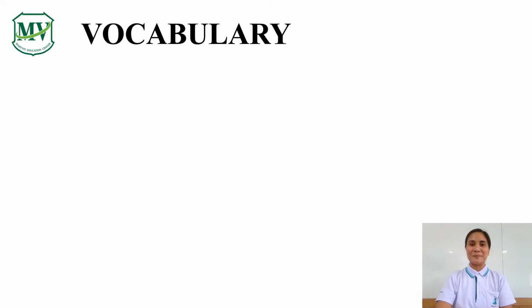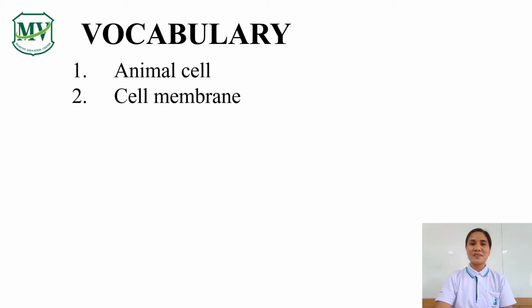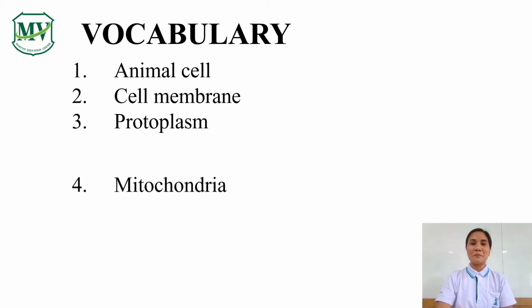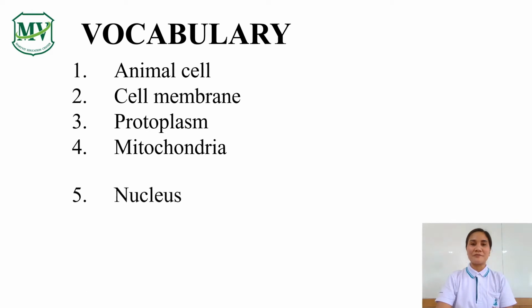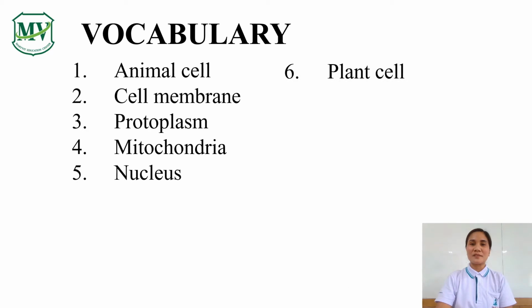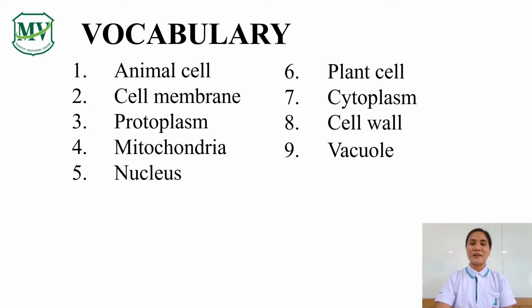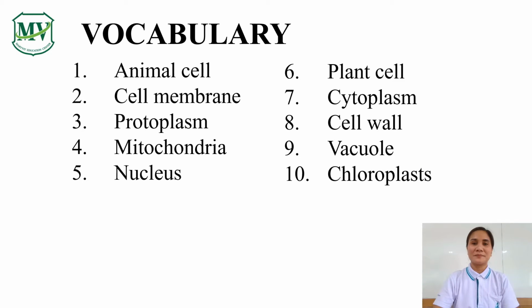Let's recall the vocabulary words that you've learned last time. Can you say them with me? Ready? Here we go. 1. Animal cell. 2. Cell membrane. 3. Protoplasm. 4. Mitochondria. 5. Nucleus. 6. Plant cell. 7. Cytoplasm. 8. Cell wall. 9. Vacuole. And 10. Chloroplast.